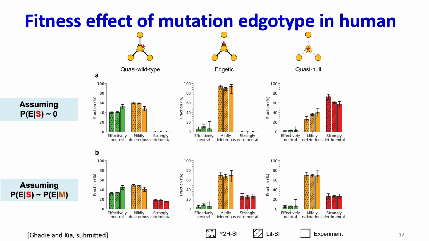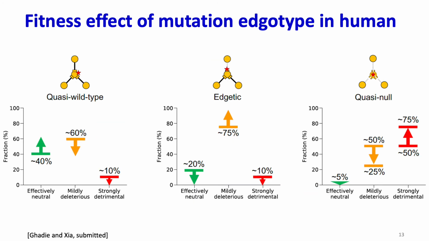We can further combine the top and bottom panels, which corresponds to lower and upper bounds, into one figure here, showing the combined range for the distribution of fitness effects for different mutation edgotypes. As you can see here, we estimate that more than 40% of quasi-wild type mutations are effectively neutral and the remaining are mostly mildly deleterious, that more than 75% of agetic mutations are only mildly deleterious, and that up to 75% of quasi-null mutations may be strongly detrimental.